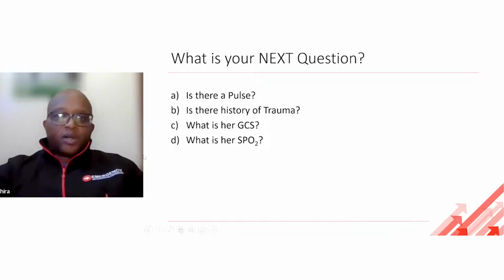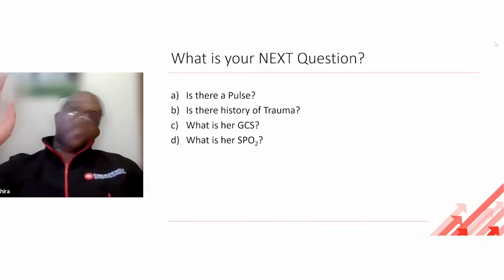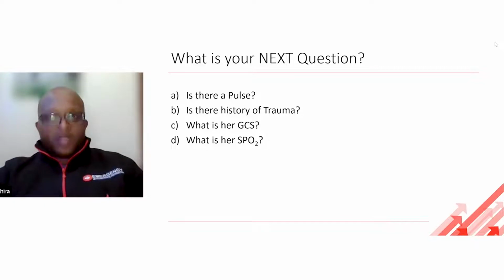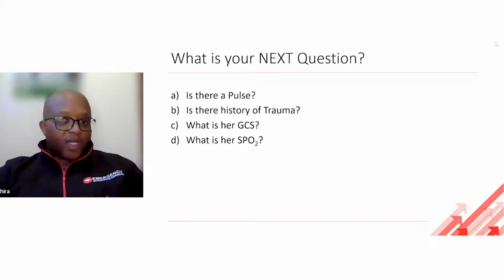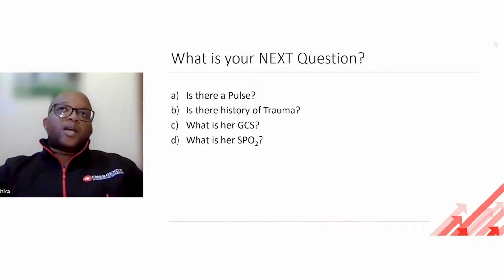Okay, so here's the next question. So I'm gonna share this as a poll. What's your next question? So the first question was, does she have a pulse? Okay. So in this particular case, we are like, all right, so there's a pulse. So good. So the next question is, is there a history of trauma? Why is that important? Purely because it's at this point you want to start your C-spine protection measures in case there was a history of trauma, okay?